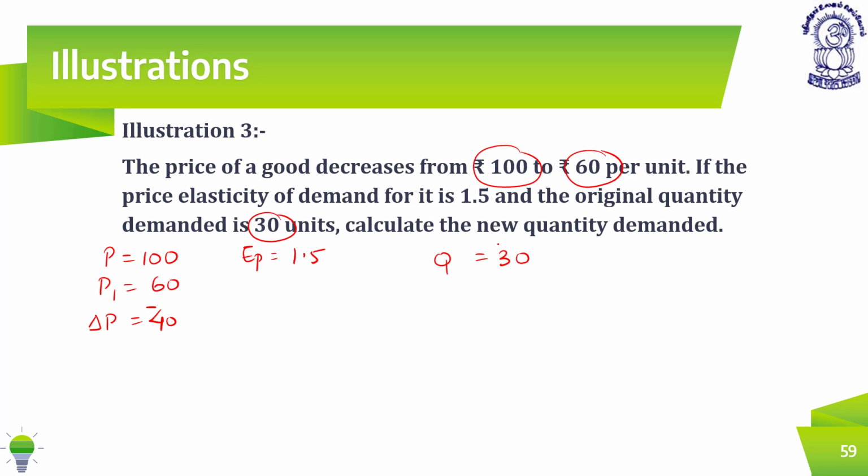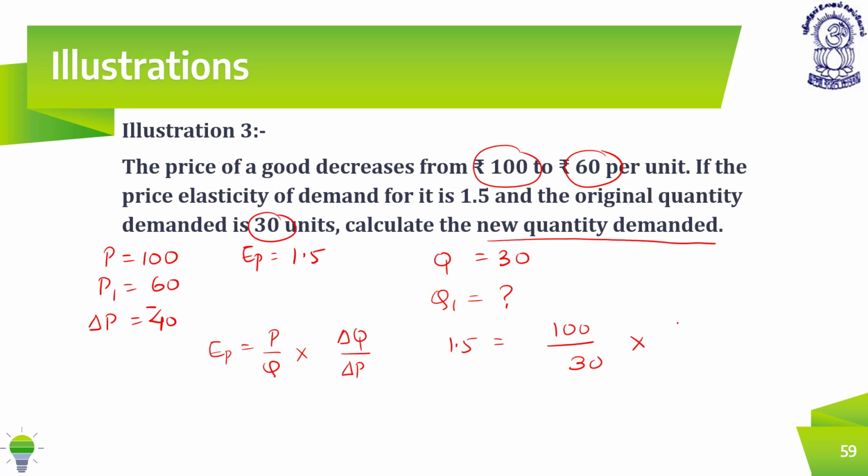What we need to find out? The new quantity demanded, Q1, is missing. If you put it in the formula, EP equals P by Q multiplied by delta Q by delta P. So EP over here is 1.5 equals P is 100, Q is 30, delta Q we do not have, and delta P is minus 40.